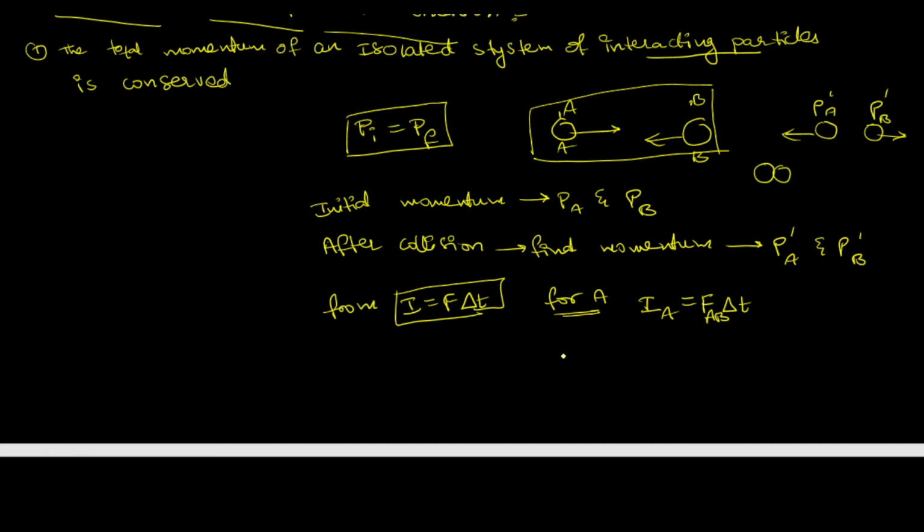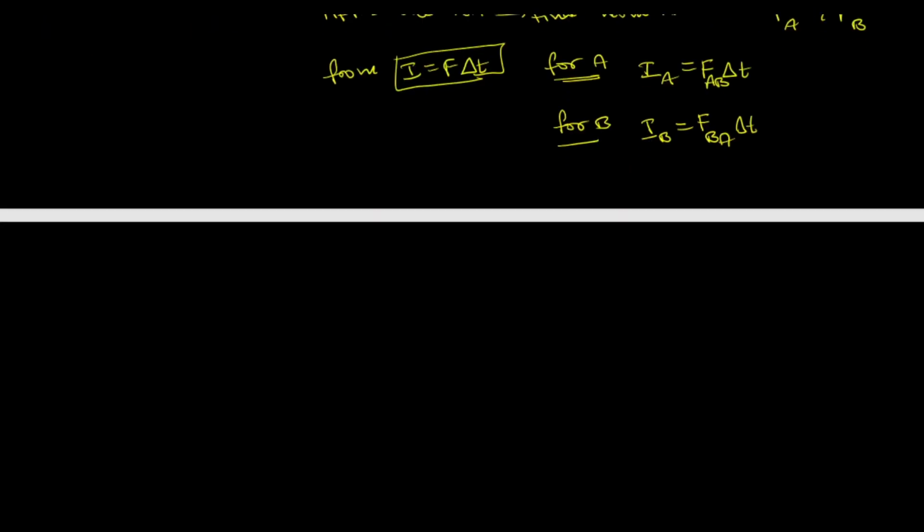Okay, and for particle B, impulse is written as FBA into delta T. Why am I taking BA here? The force direction is from B to A.